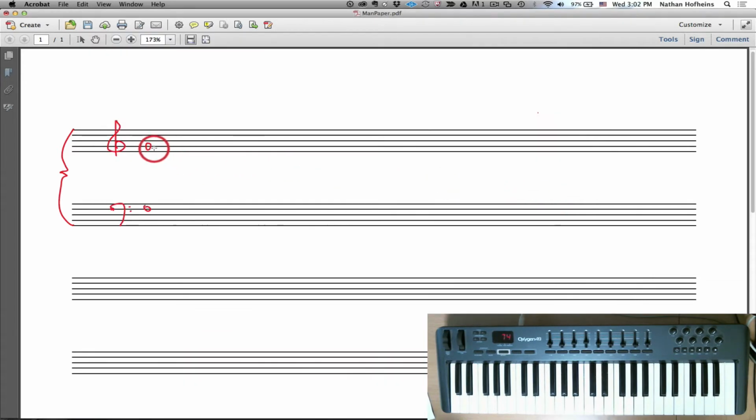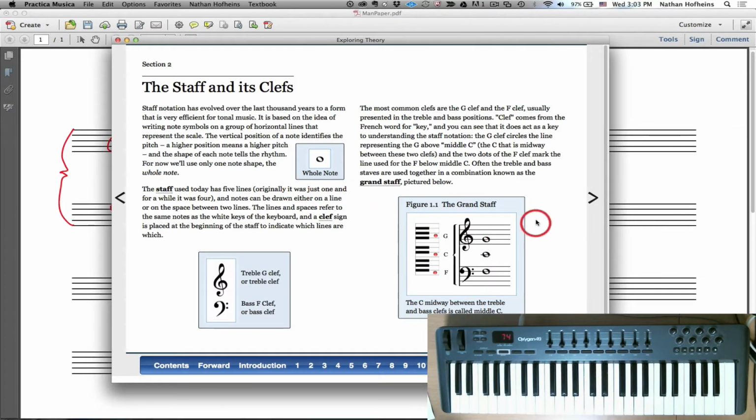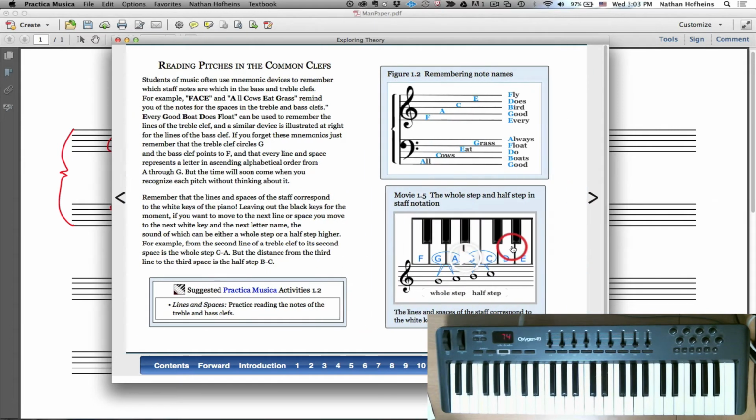What I've been writing here are whole notes, and a whole note typically takes up the whole bar. We're going to get into rhythm next time, the durations of notes. Right now we're just going to use whole notes, just to show the pitches.